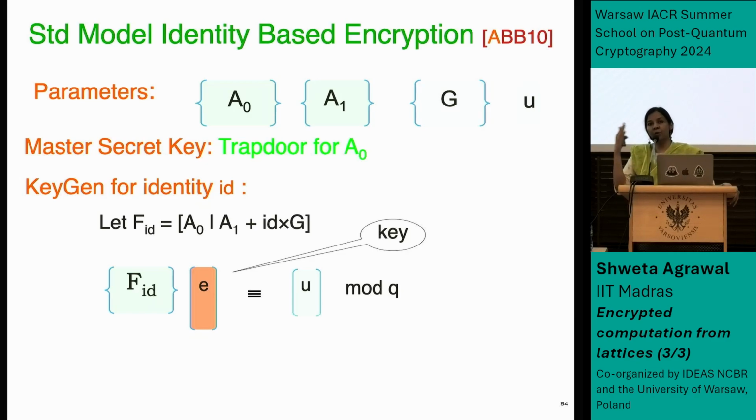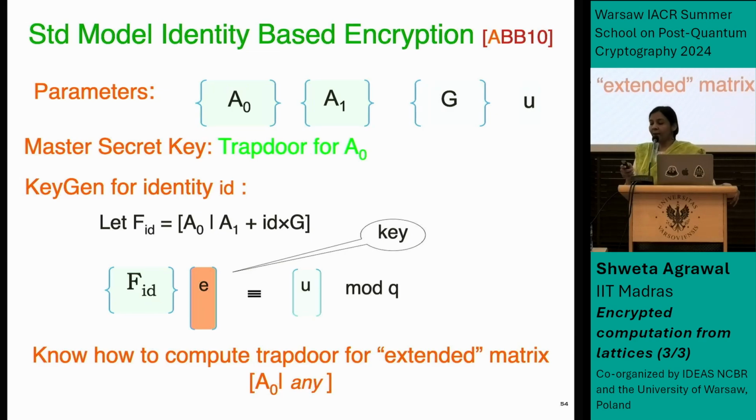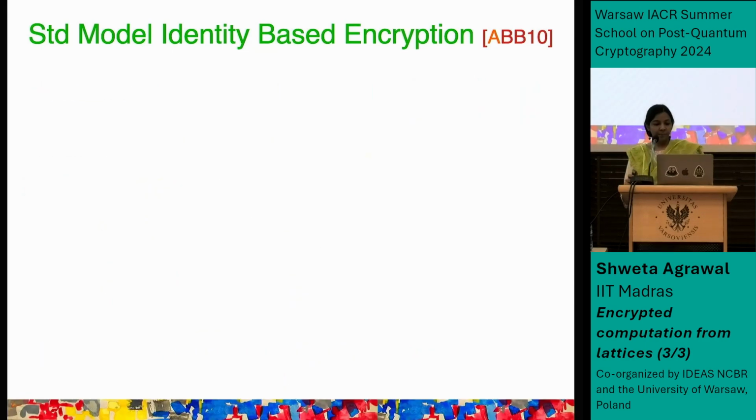But we will in fact use a function to map it, not like a random hash function or anything like that, but like an explicit function. Okay, so what we discussed was that if I'm given a trapdoor for A0, I can use that to extend the trapdoor to any extended matrix like this, right? So if I have A0 concatenated with anything, I can use the trapdoor for A0 to get a trapdoor for the whole thing. Okay, so this is what we saw.